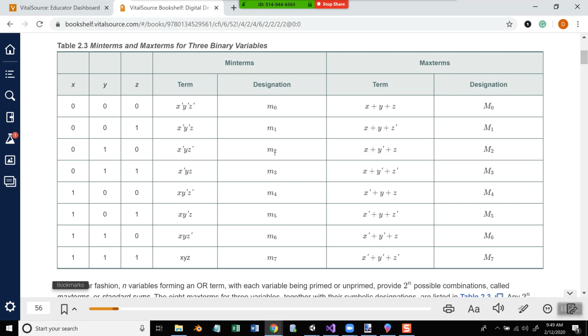So m sub 0, m1, m2, m3, and so forth. Now when you go to the max terms, you notice here we got X prime, Y prime, and Z prime, and these are both X, Y, Z. The primes switch to the opposite, and the multiplication became addition. Here we had X prime and Y prime, and that became X and Y. And then we had Z, which became Z prime. So it flips to the opposite, and then the operation goes to addition for the max terms. And these are represented by big M's.